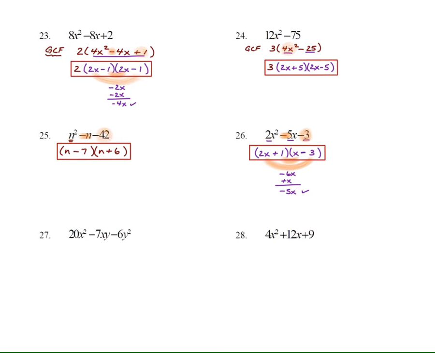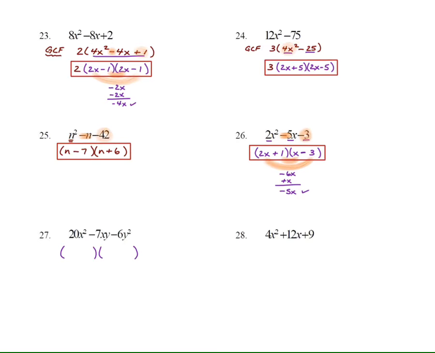Number 27, first look for a greatest common factor. 20, 7, and 6, no common factors. x squared, xy, and y squared, not all three of them share the same variable. So if it factors, it'll factor into two binomials. The only difference in this one is we have x's and y's. So my binomials should have x's and y's in them.